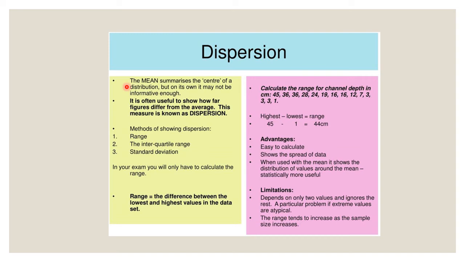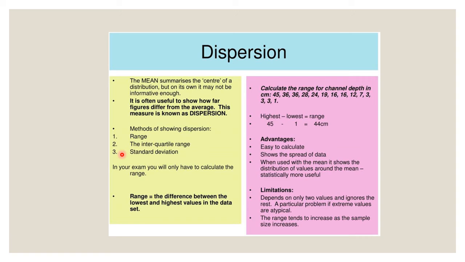The mean summarizes the center of the distribution, but on its own it may not be informative enough. It is often used to show how far figures differ from the average. This measure is known as dispersion. Here, what we are saying is how far figures are from the average. Don't forget that term, from the average. That is what we mean by dispersion. Methods of showing dispersion: range, the interquartile range, and standard deviation.